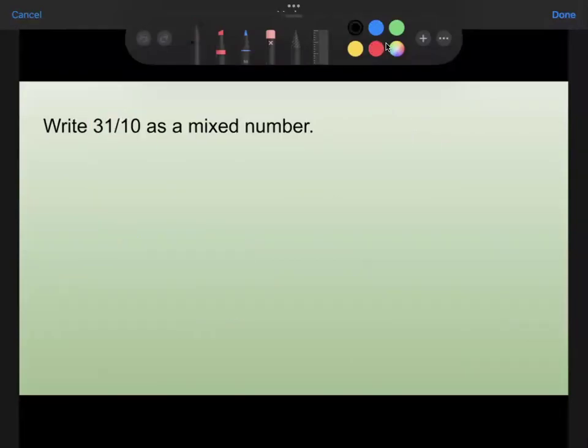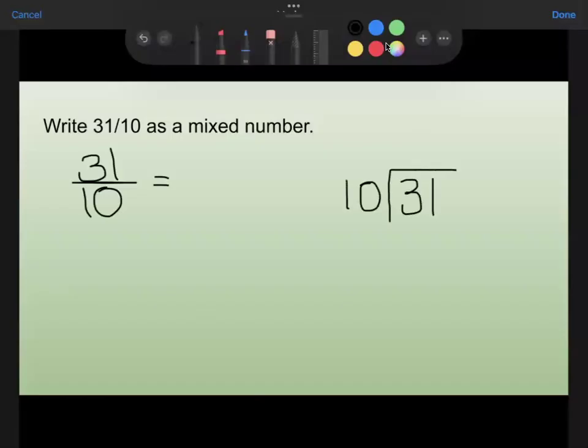Okay, here is our last example for today. We're going to be taking 31 over 10 and rewriting that as a mixed number. So again, I'm going to use division by taking the top number of 31 and dividing it by the bottom number of 10. So 10 does not fit into 3, so I'd represent that with a 0, but 10 fits into 31 3 times. 3 times 10 is 30. When I subtract that, I get 1 left over.